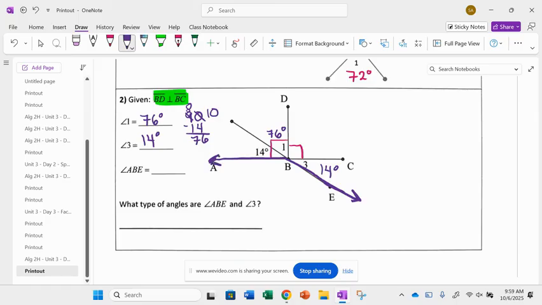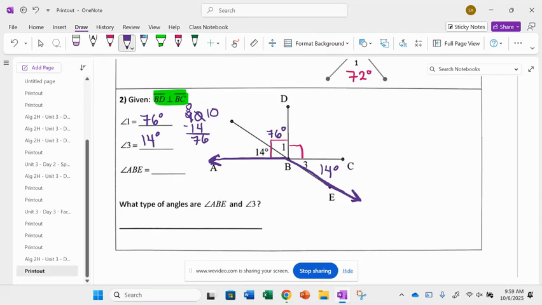Okay, do we agree that angle ABC is a straight angle? But what's happened is I went AB, I didn't go all the way to C. So I cut it short. How many degrees short of C? 14. So how would I find the measure of ABE?